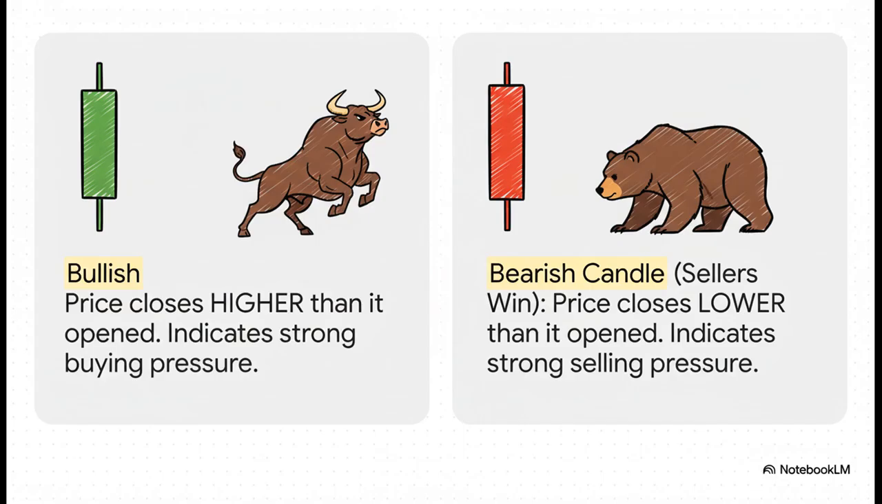You know, each one of these candles tells a little story about the battle between buyers and sellers. A green or bullish candle means the price closed higher than it opened. The buyers won that round. A red or bearish candle means the price closed lower. The sellers won. And the size of the candle's body shows you just how decisive that victory was.